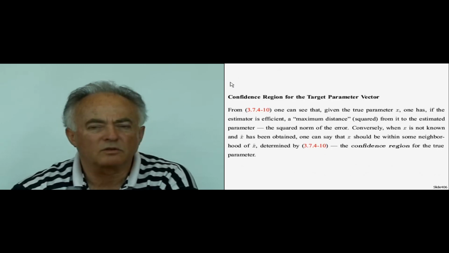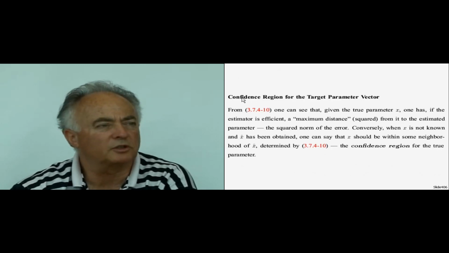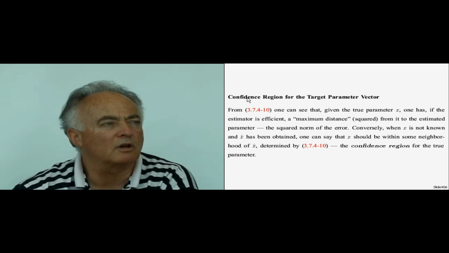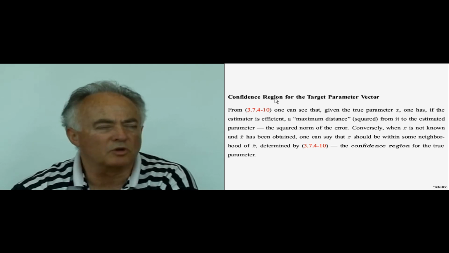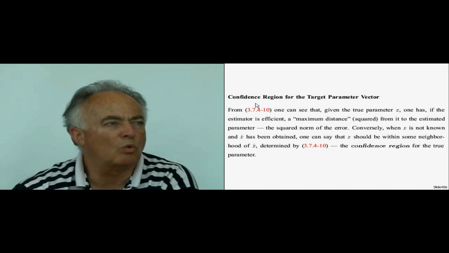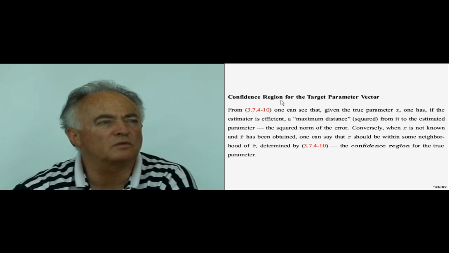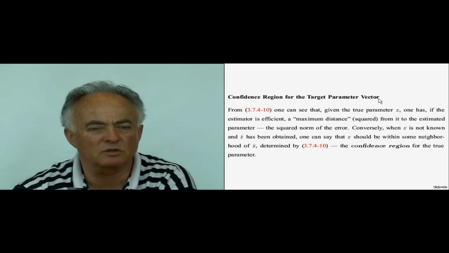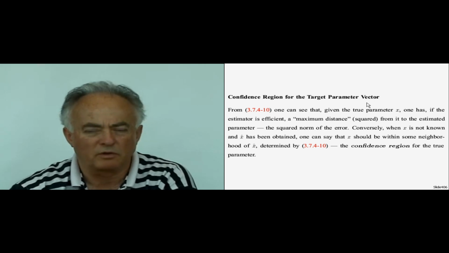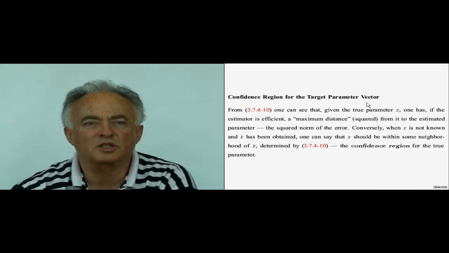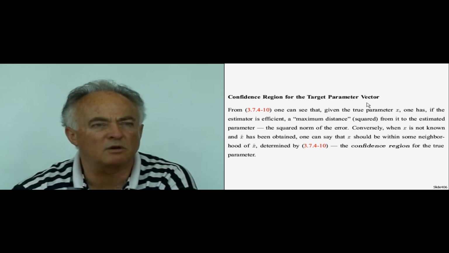The second is, this will be illustrated in a minute when the results are shown. We also want a confidence region for the target parameter vector. A, we want to satisfy ourselves that the CRLB based covariance is the covariance rather than just a lower bound.